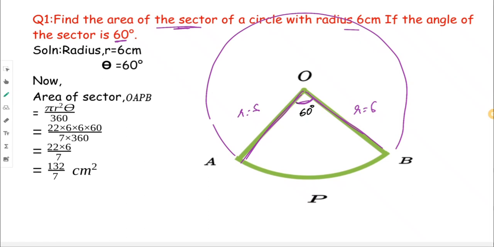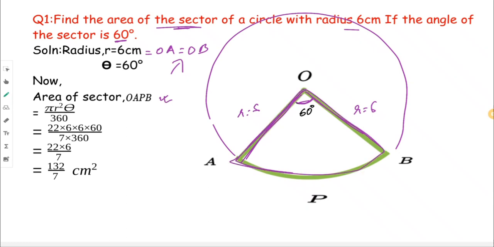So radius r equals 6 centimeters. So in other words, OA and then OB. Clear? Write this down also, right? So we know the radius, we know the theta, we just will put it directly in the formula for area of sector OAB.